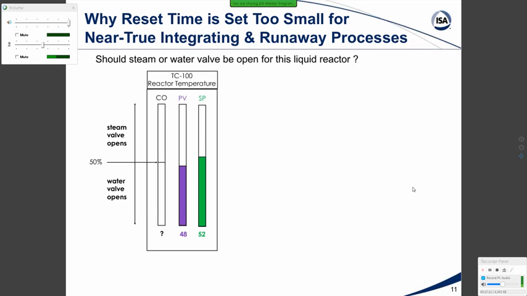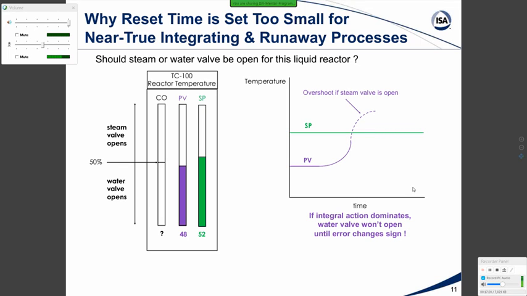And you can see in this example here, if the operator is looking at just digital values and he's seeing that the temperature is 48 degrees and the set point is 52 degrees, what he's going to think is, hey, the steam valve should be open. And really, if he had an understanding of the trajectory, then he would realize there is an overshoot going to happen, and really that the water valve needs to be open, which is what the PID controller, and most noticeably the proportional and derivative modes would do.